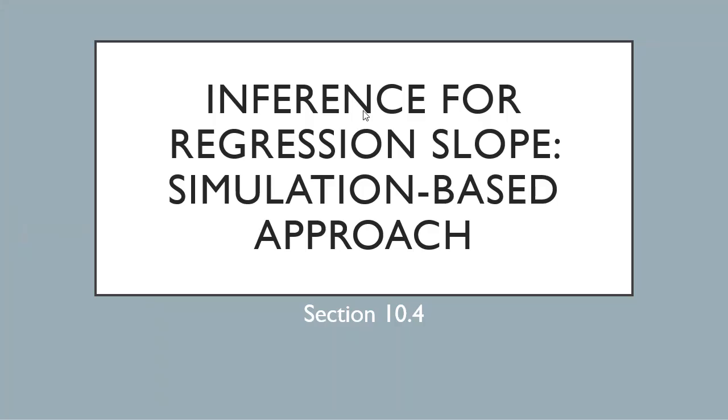In this one, we're going to learn how to do inference for linear regression. In the last one, we learned how to create a linear regression. Now we're going to do statistical inference to see if that regression we found, if the pattern we found, is statistically significant. Let's take a look. So, inference for the slope of a linear regression. And we're going to use a simulation-based approach.